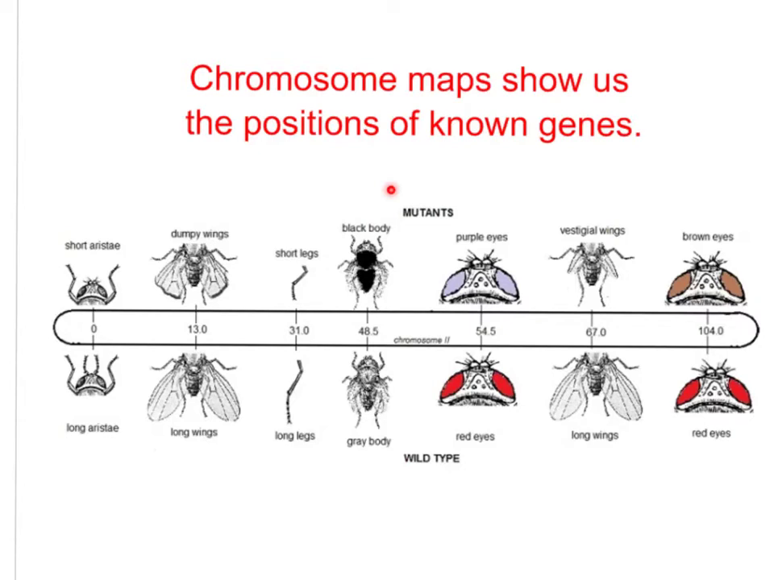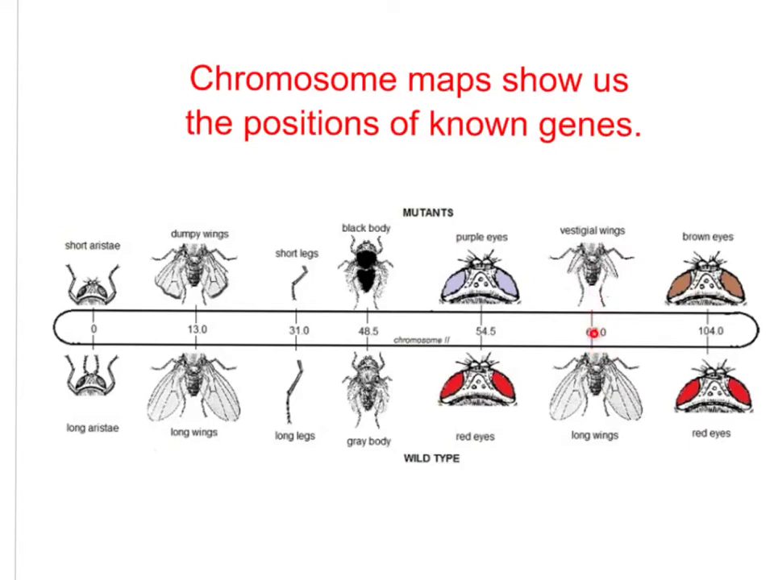When we look at a chromosome, this is chromosome number 11 for fruit flies, we get at location 54.5 a gene. In a wild-type fly, it's the red eyes, but the mutant has a different coloring on their eyes. Or vestigial wings, a different kind of wing. Here, see how they're short instead of the regular longer wings on the wild-type fly? That trait is located at 67.0.